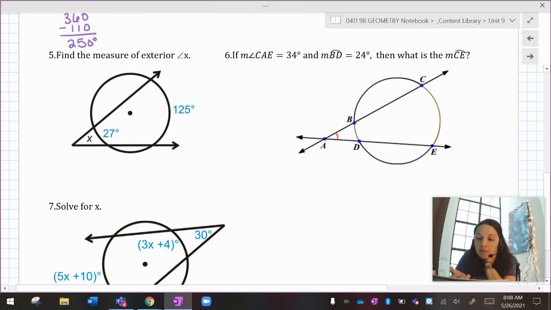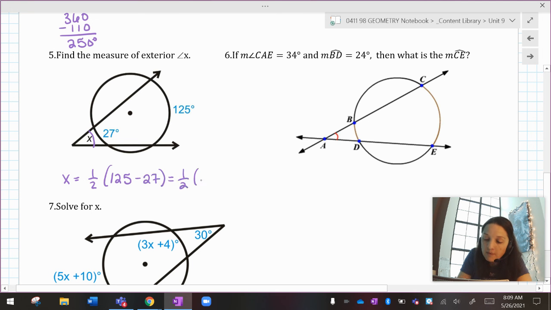All right, number 5, find the measure of the exterior angle. Well, X is on the outside. Outside angles are half the difference. So X is half of 125 minus 27, which is 1/2 of 98, which is 49 degrees.